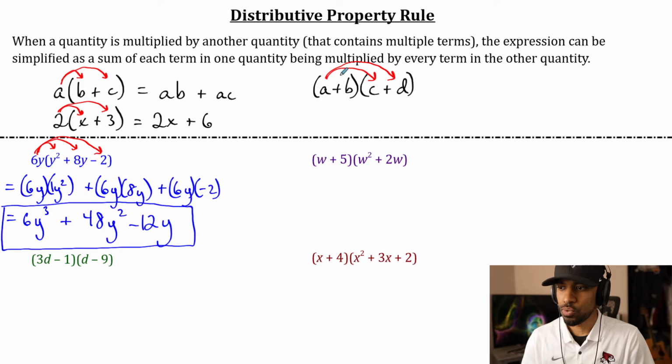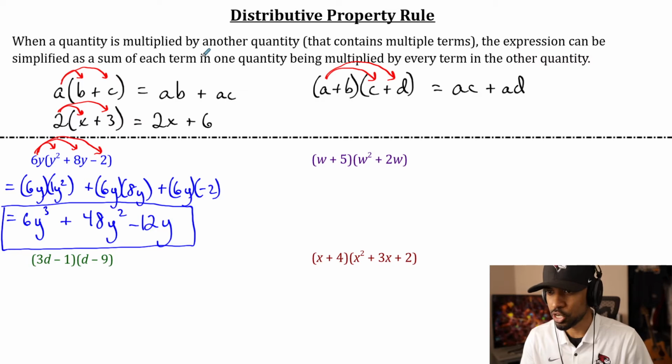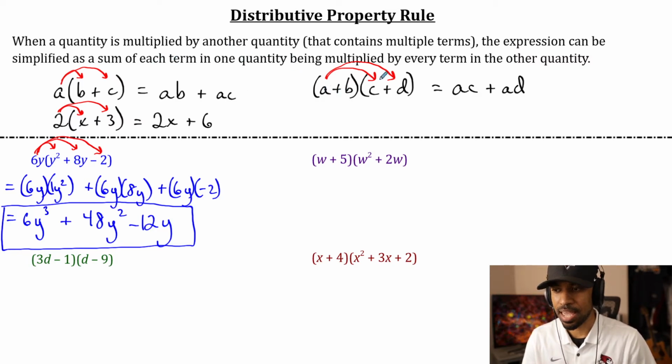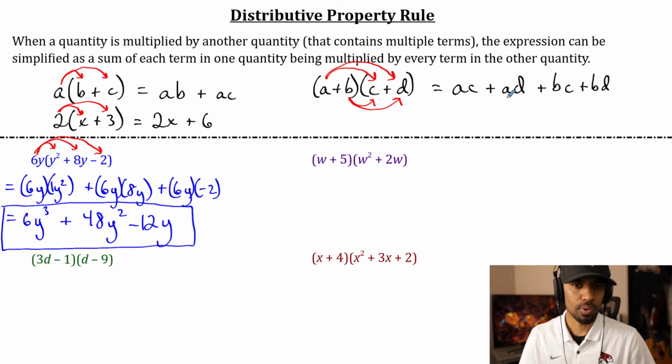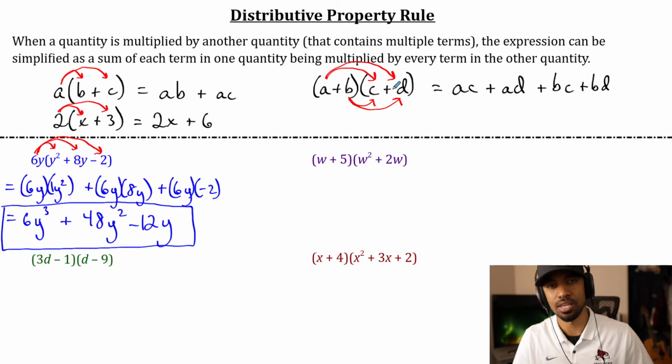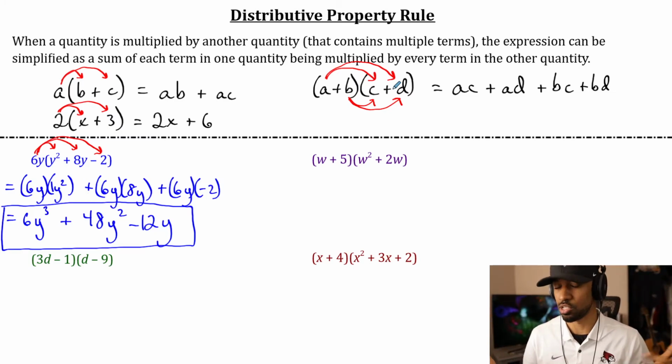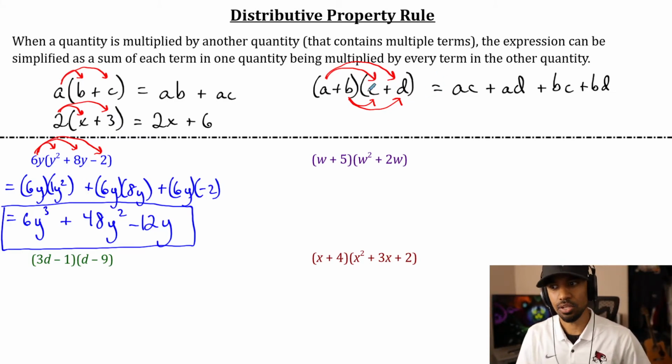Okay? When I do that, I'm going to get a times c, ac, plus a times d, which is ad. Now, that's not the only term in this quantity. I said each term in one quantity. I did the a with c and d. Now let's multiply b with c and d. The other term b multiplies with every term in the other quantity, c and d. So that's plus bc plus bd. This isn't really a formula. I don't want you to memorize this as any formula. I want you to understand the rule. I'm using this idea with general letters to make sense of what it is that we're about to do in these future problems. It gets a little confusing with the arrows.